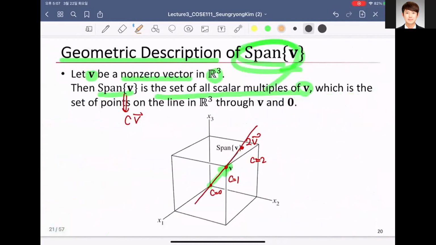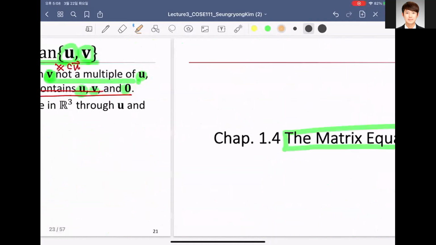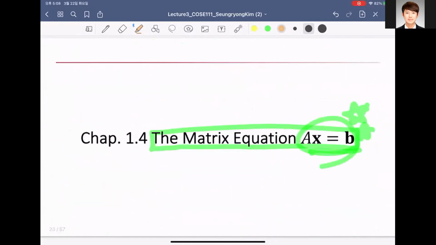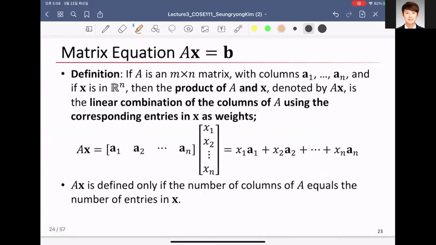Also, we discussed what the geometric description of the span is. It looks like this. Then we move to the matrixification, today's lecture. So this lecture is one of the most important. In this lecture, we'll introduce one of the most important concepts in this semester, Ax equals b. Ax equals b. Let's get started.